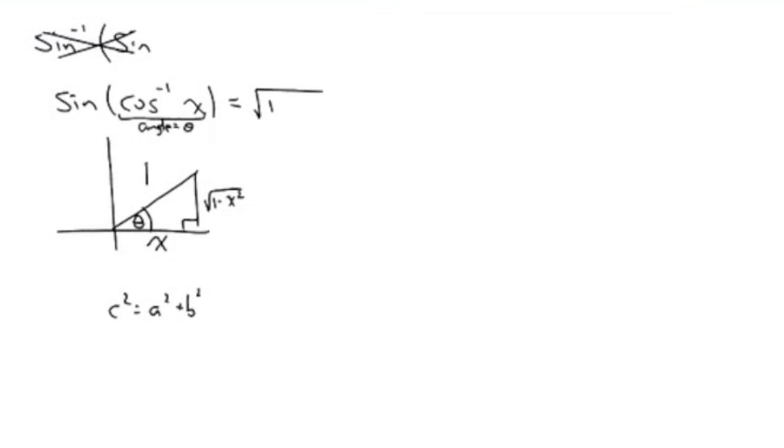The square root of 1 minus x squared over 1, better known as the square root of 1 minus x squared. So you've taken sines and cosines, did a little calculation and come up with a nice algebraic expression that has nothing to do with sine or cosine.